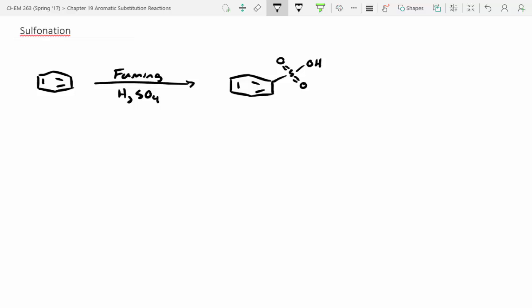The active reagent here actually isn't the sulfuric acid, it's the sulfur trioxide that's dissolved in it. This sulfuric acid in this case is more or less acting as a solvent. It's a really, really harsh solvent, but it's necessary in order to dissolve the sulfur trioxide. So let's take a look at what sulfur trioxide does. So fuming H2SO4 has SO3 added.